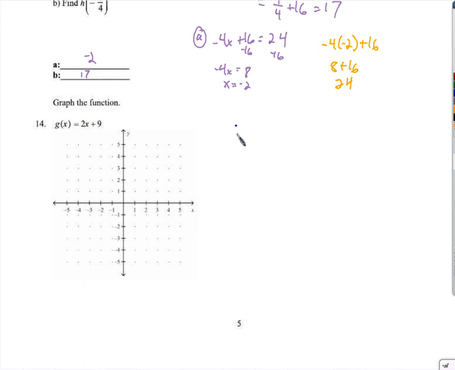I just need a couple of points. So 2 times negative 3, let's say. Let's say we're working with negative 3. What happens when I plug that in for x? Well, that's negative 6 plus 9, that's 3. Okay, negative 3 gives me an output of 3. Now I have a point that is within this window, and maybe I know about slope, and I know that 2 over 1 is my slope, so I go up 2 and over 1, I have my line.